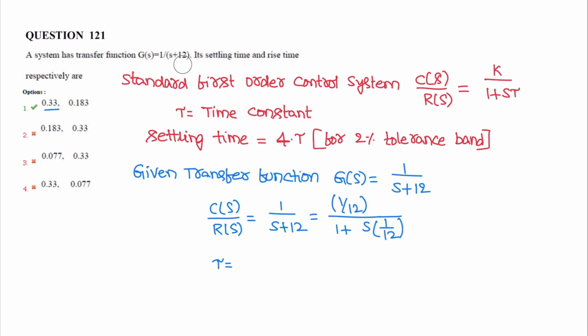Question number 121. A system has a transfer function G(s) = 1/(s+12). This is the transfer function given. For this transfer function we need to find the settling time and rise time.